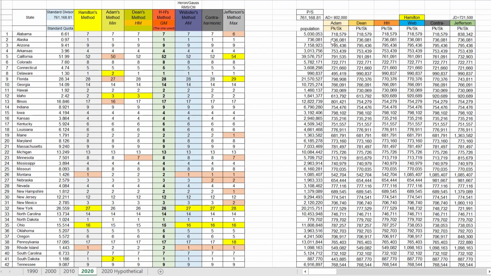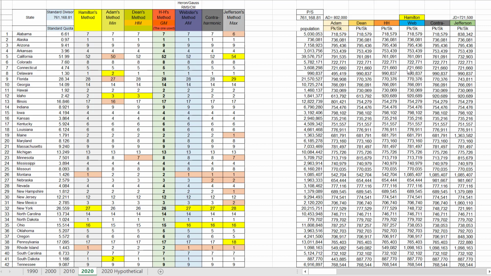Looking at the average for the country, that's this standard divisor where you take the country's population divided by the number of seats, 435, you get this. So that should be the average for the country. Now, some states will be over that average and some will be under. Right, let's look at, say, Webster's method. Again, Delaware at 990,000, that's over the country's average, and other states are under.